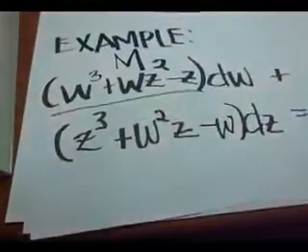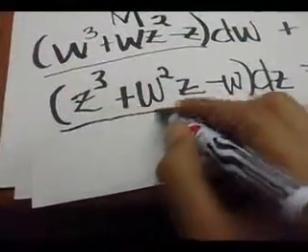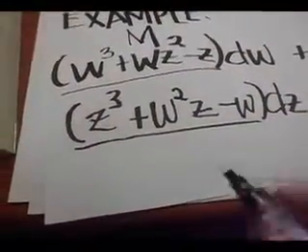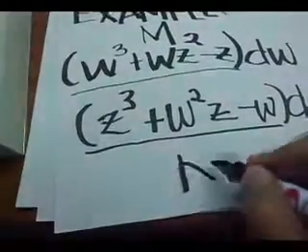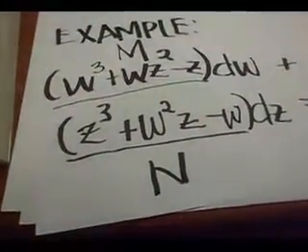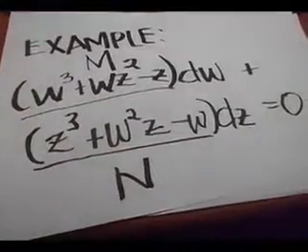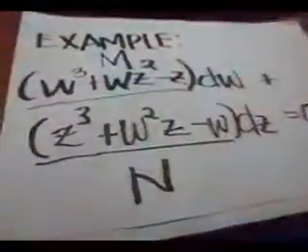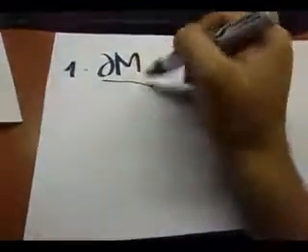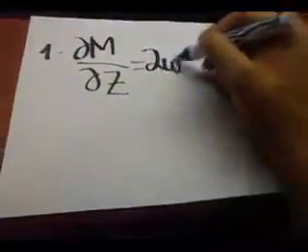Let's name w cubed plus wz squared minus z as M and z cubed plus w squared z minus w as N. Let's first prove that these two equations are actually exact by getting its first derivative in terms of the other term. So, M here, in terms of w, should be derived now in terms of z. So we get the equation 2wz minus 1.